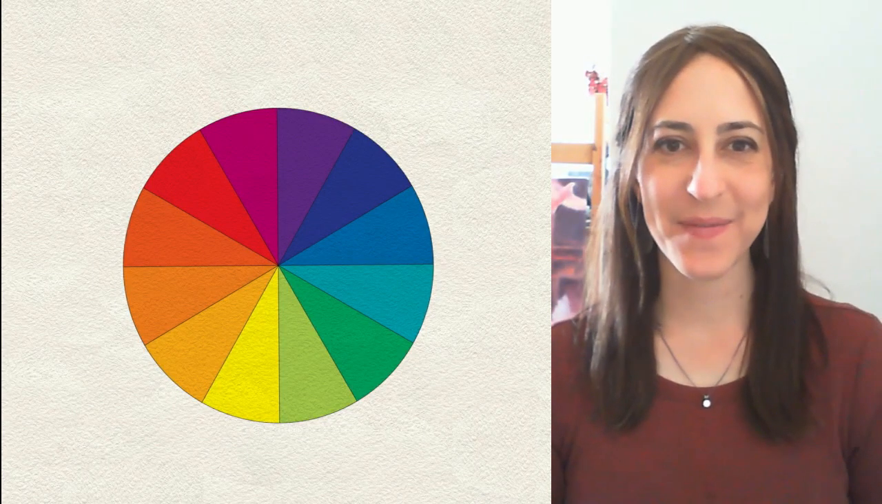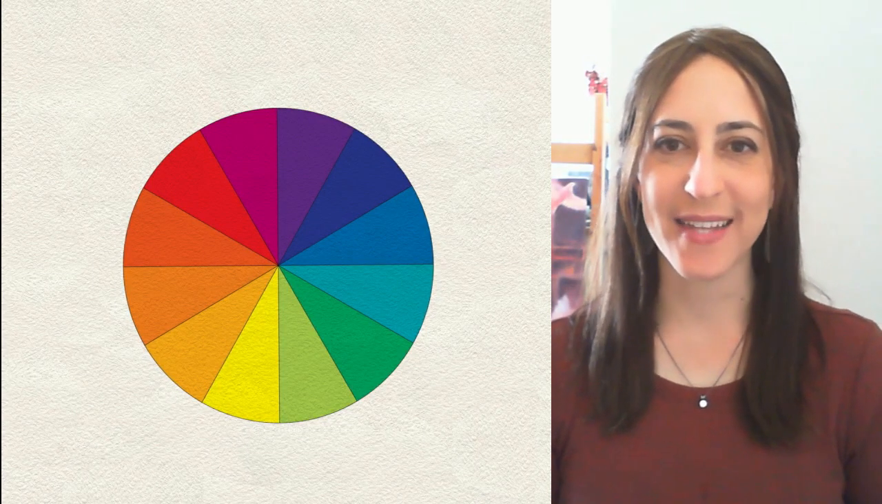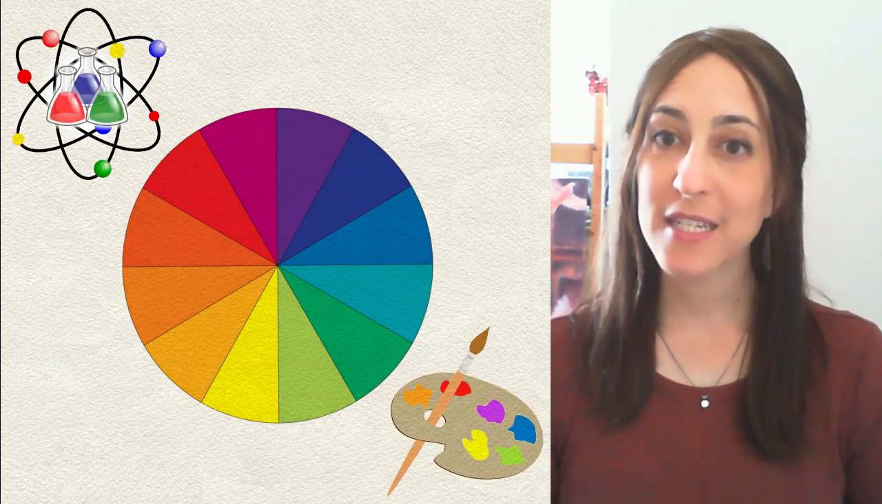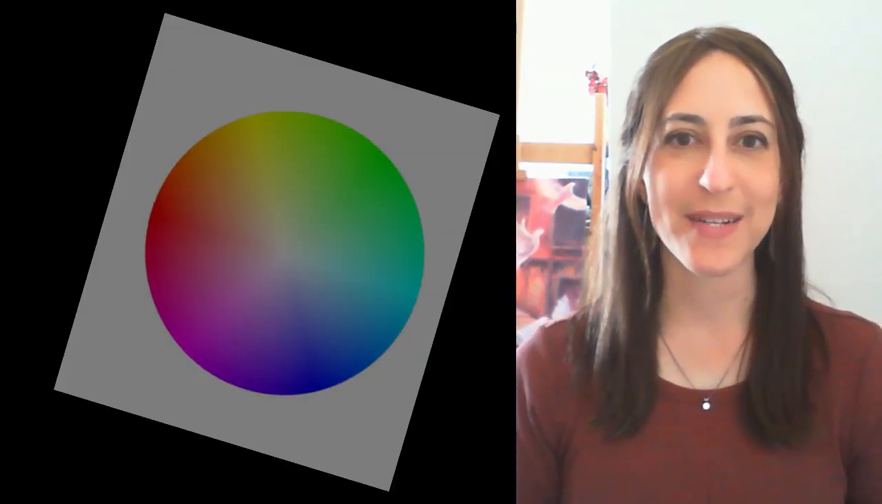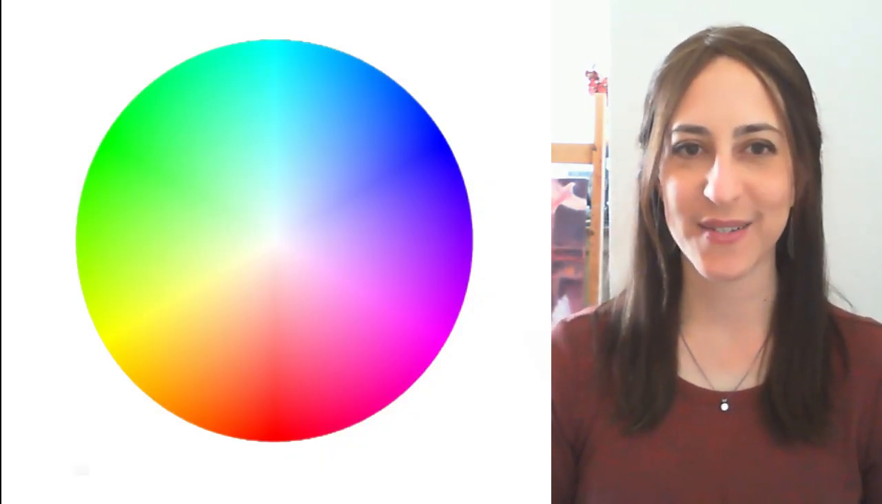Hi, I'm Dina. Did you know that there's a whole science behind color? It has to do with the way our eyes and brains perceive color, how light affects color, and our psychological reaction to colors. The human eye can distinguish about 10 million different colors.